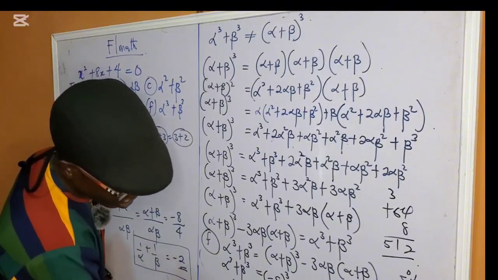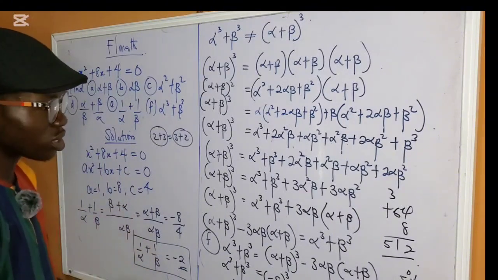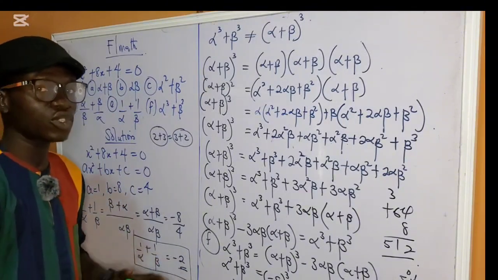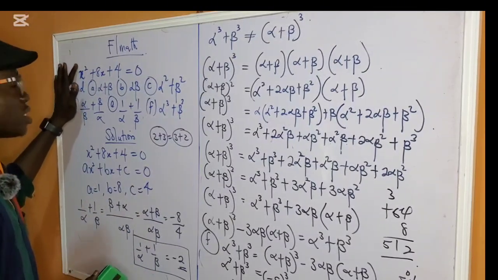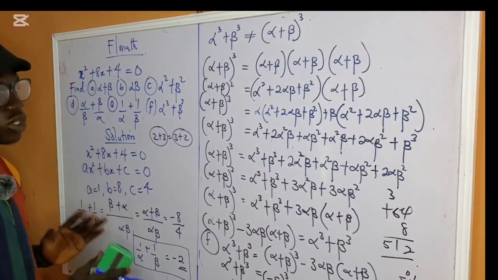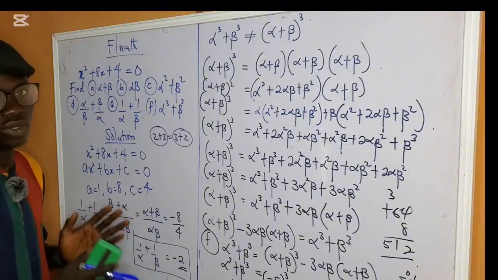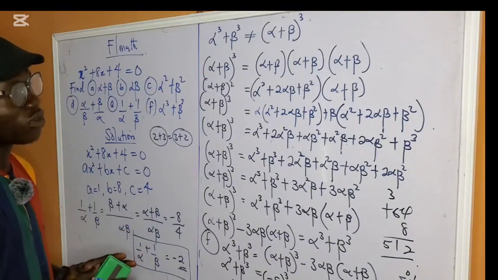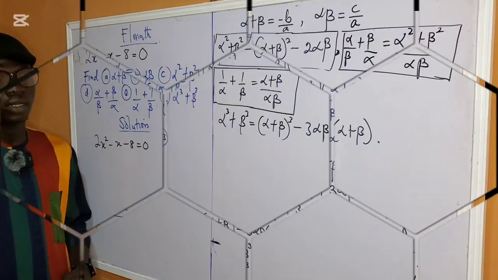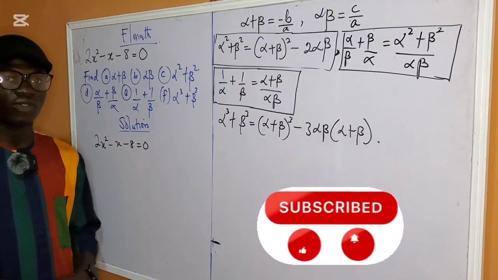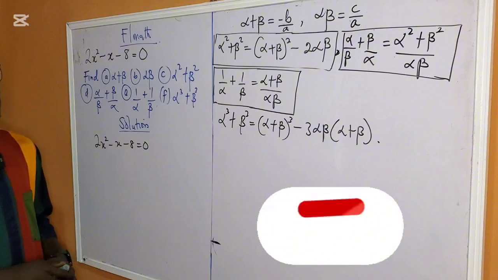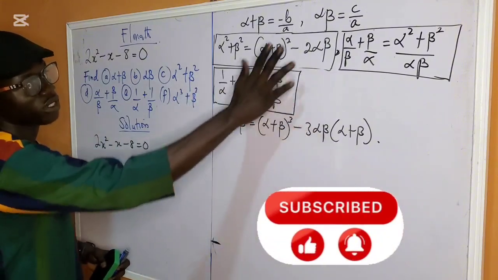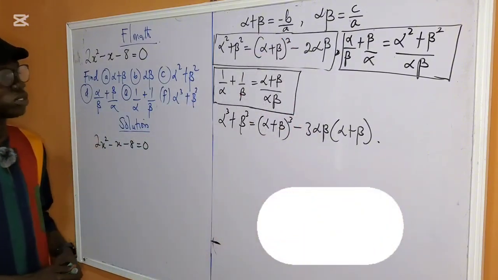So we've gotten alpha cube plus beta cube. I would like to solve another question, one with a coefficient more than 1 here, so as to know that it is still the same method we are going to apply to solve any kind of quadratic equation. Sorry for the part the video did not cover in the first question. I have another question here, and I'll be using the formulas we derived from the first question.